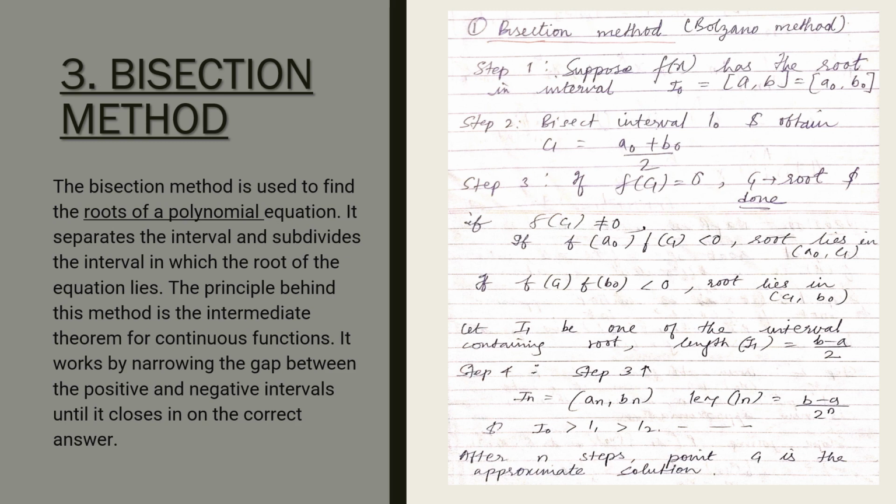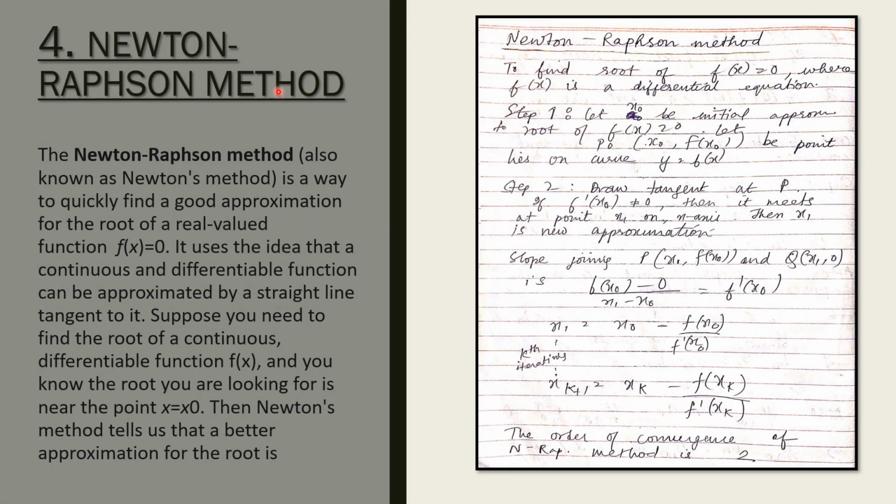Let's discuss the Newton-Raphson method. It is also known as Newton's method. It is basically a good approximation method to find the root of an f(x) polynomial. It uses the idea that a continuous and differentiable function can be approximated by a straight line tangent to it. Now how to approach this problem? To find the root of f(x) equal to 0, where f(x) is differentiable, the condition is f(x) should be a differentiable function, then you can find the root of the polynomial using this method.